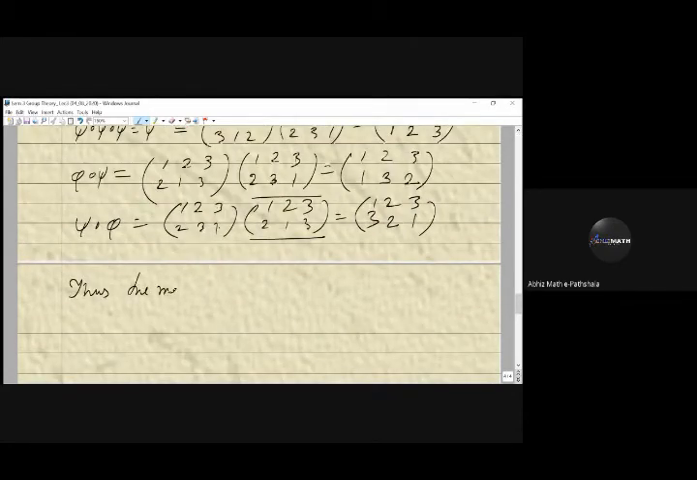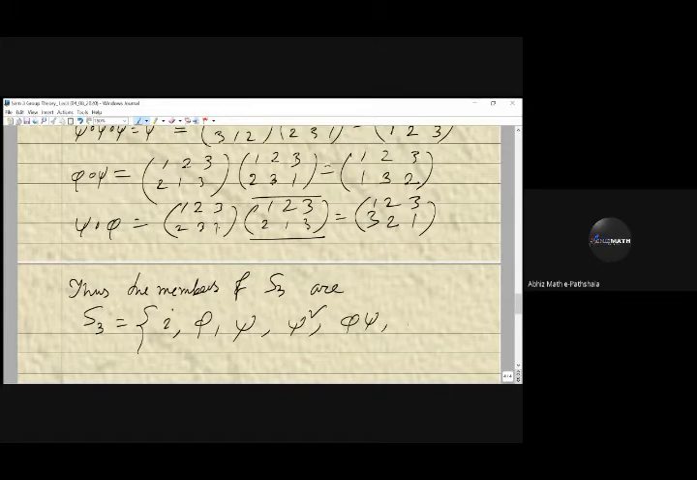So thus the members of S3 are identity, phi, psi, and another one is psi square, and other two are phi psi and psi phi, right? And here just look at these two permutations. You will see that these are distinct, right? Phi compose psi and psi compose phi. These are distinct permutations.